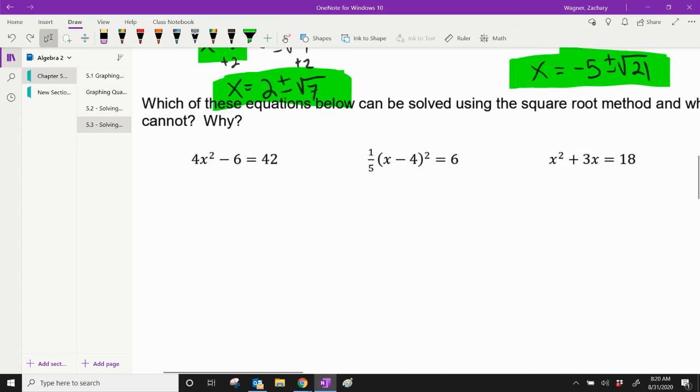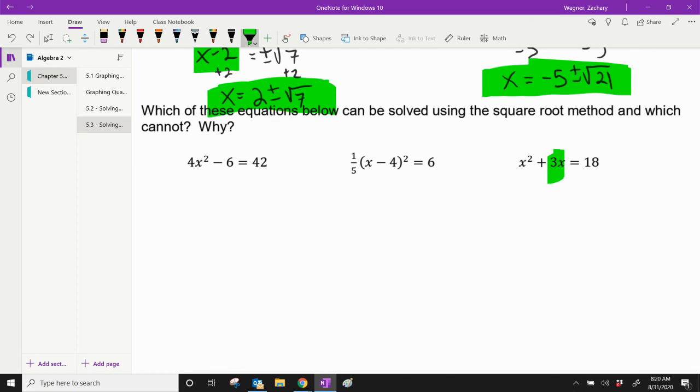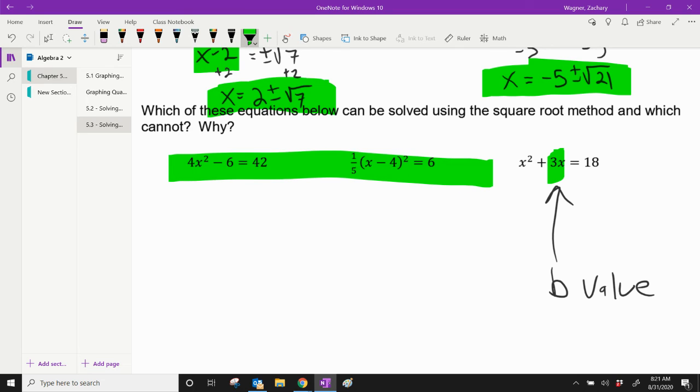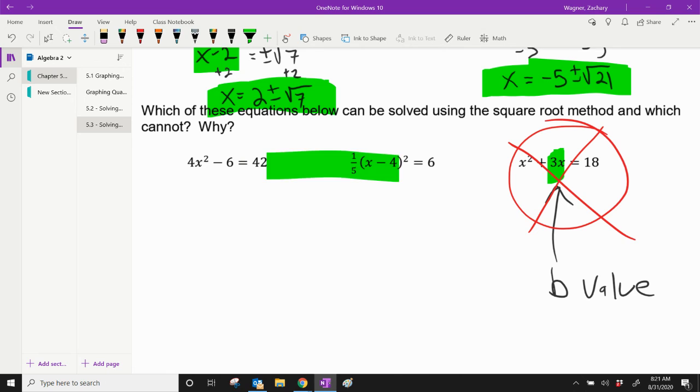I hope you return. Basically, this third one right here, this is a b value. Because it's attached to that x term, we've been practicing all these, what we've been doing. The square root method cannot be used when you have a b value, which makes this one unsolvable using the square root method. We can still solve that, just not using the square root method. I'm going to quickly do these other two real fast, just solve them for you.